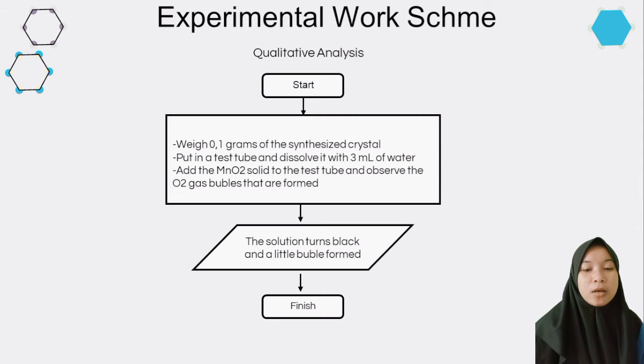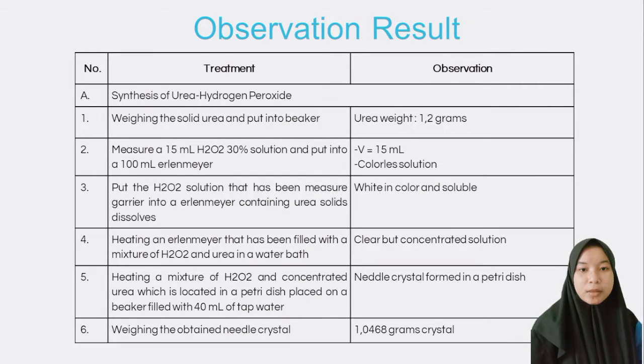Start. One, weigh 0.1 grams of the synthesized crystal. Two, put it in a test tube and dissolve it with 3 ml of water. Three, add the manganese oxide solid to the test tube and observe the oxygen gas bubbles that are formed. The product: the solution turns black and a few bubbles form, and finish.